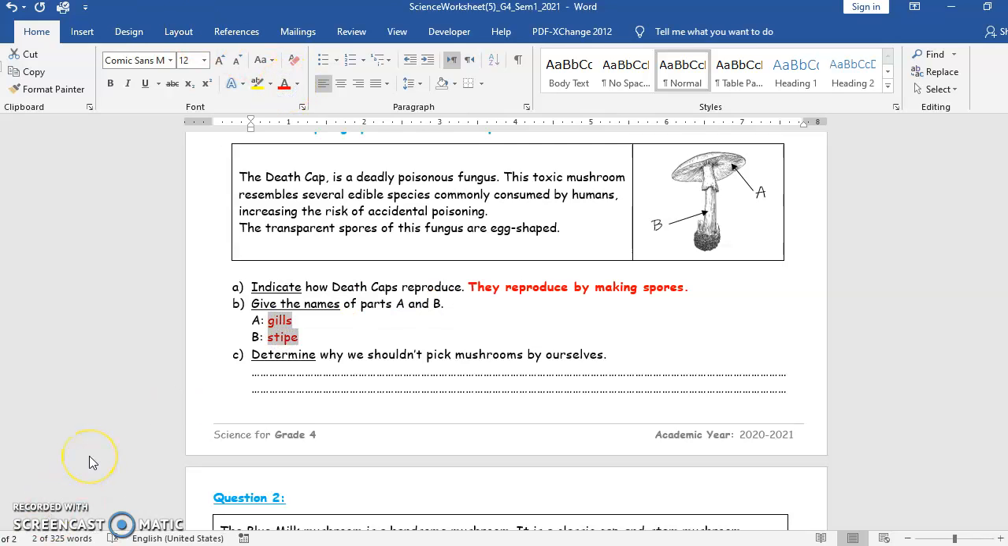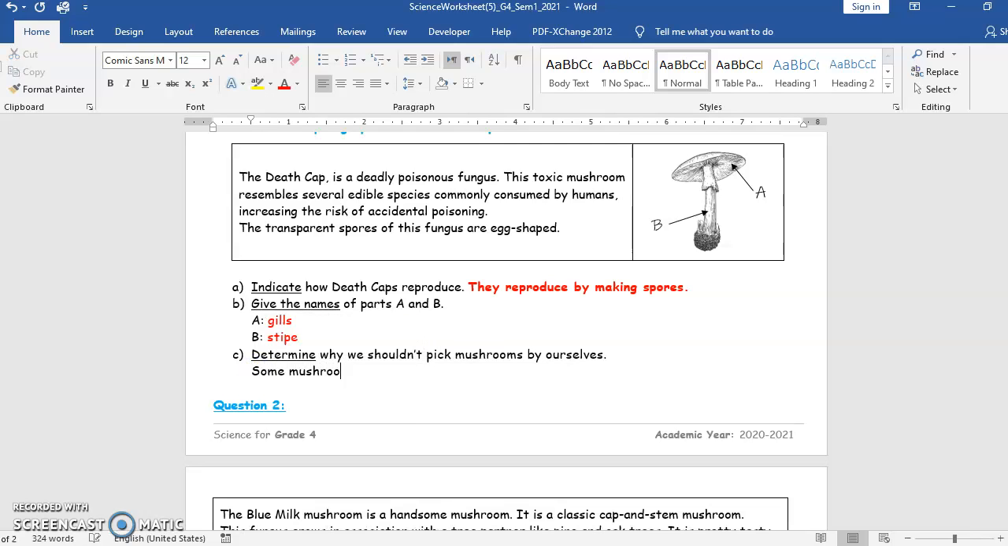So why shouldn't we pick mushrooms by ourselves? Since these mushrooms are poisonous, and especially this one, the death cap, is deadly. So it's so dangerous to pick them by ourselves. So we have to tell why. So let me write right here.